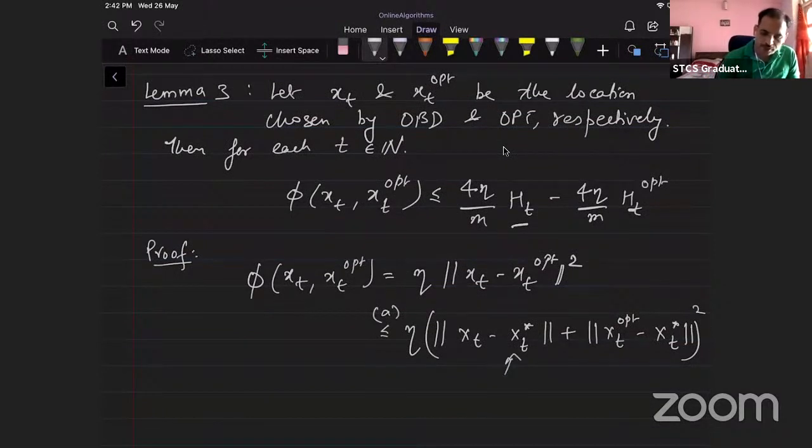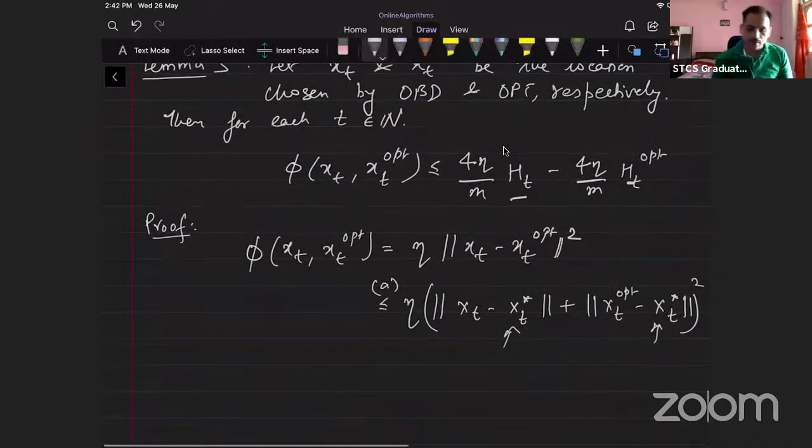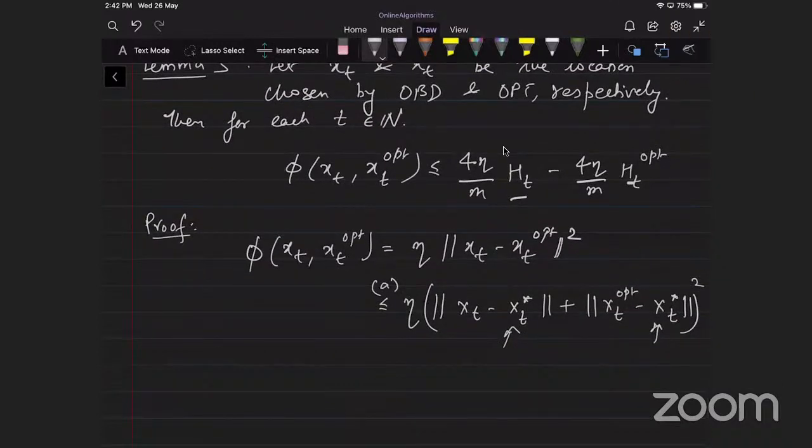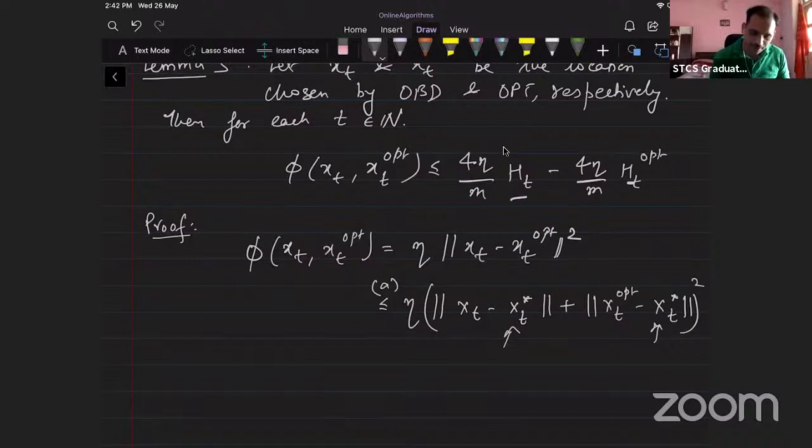So here is xt star, here is xt star. Xt and xtopt as before. Triangle inequality. Yeah, so you're slightly hesitant, but yes, that is correct. So if you just use triangle inequality and the fact that xt star, remember, is the optimizer of xt.